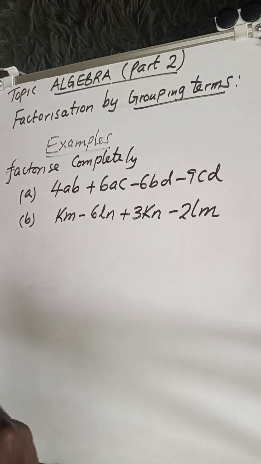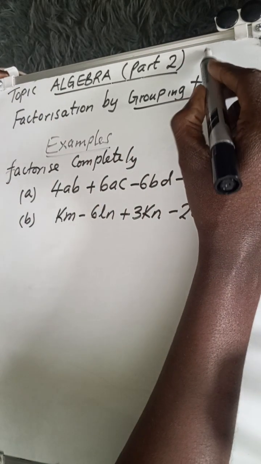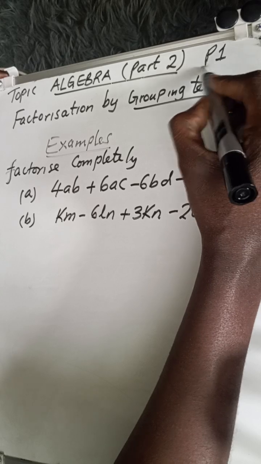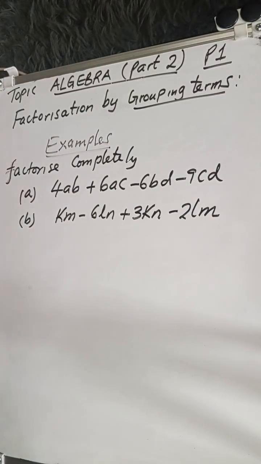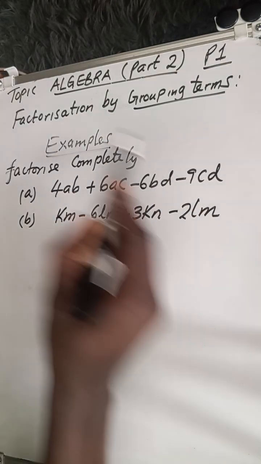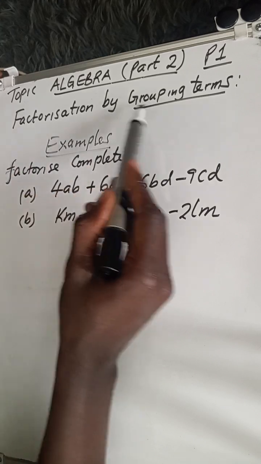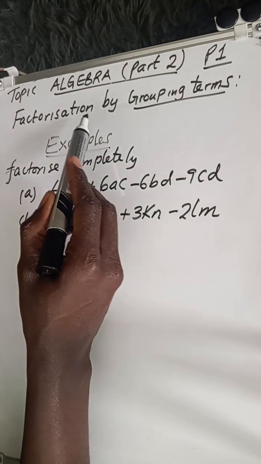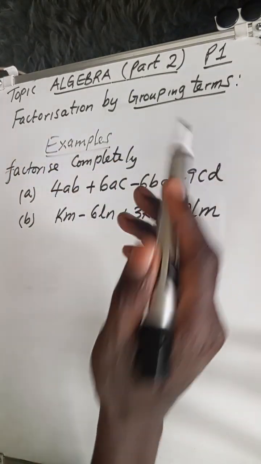Welcome to another segment of my mathematics videos as we continue to look at Algebra Part 2, Paper 1. These are concepts that come in your Paper 1 ECZ, Examination Council of Zambia, exams. Like I promised, I will guide you on how to do factorization by grouping terms.